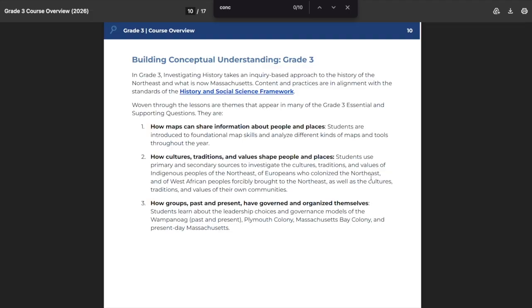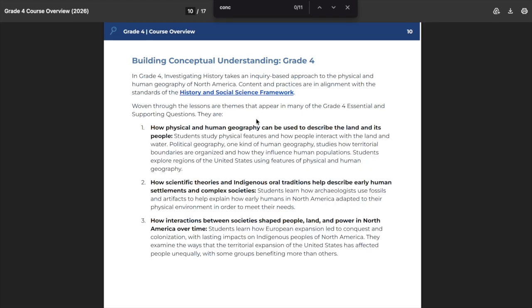Here's the second one: how cultures, traditions, and values shape people and places. And of course there's a description here for this particular curriculum, but the third concept: how groups past and present have governed and organized themselves. So you can get a sense of the grain size of a key concept.